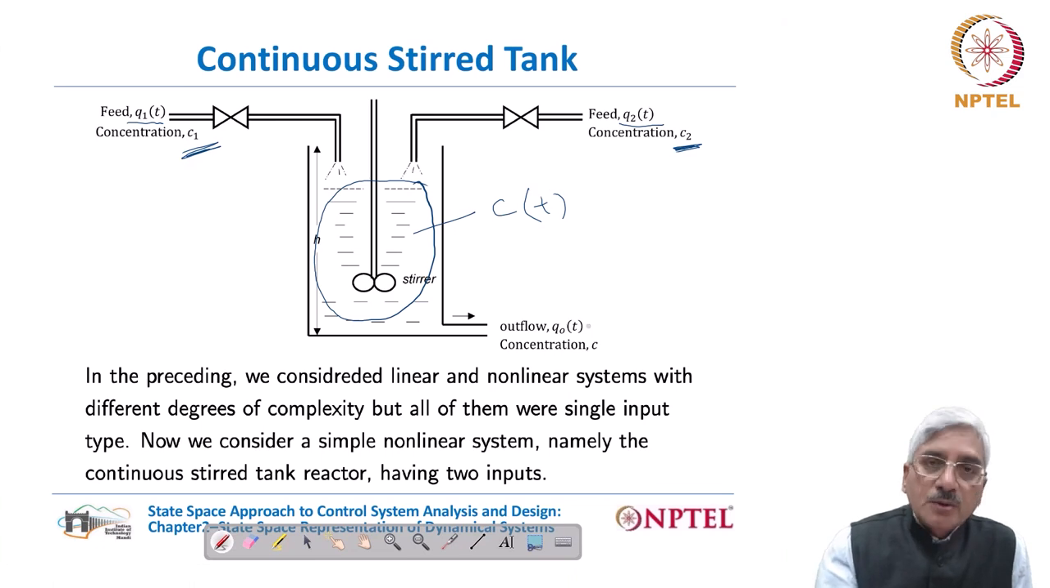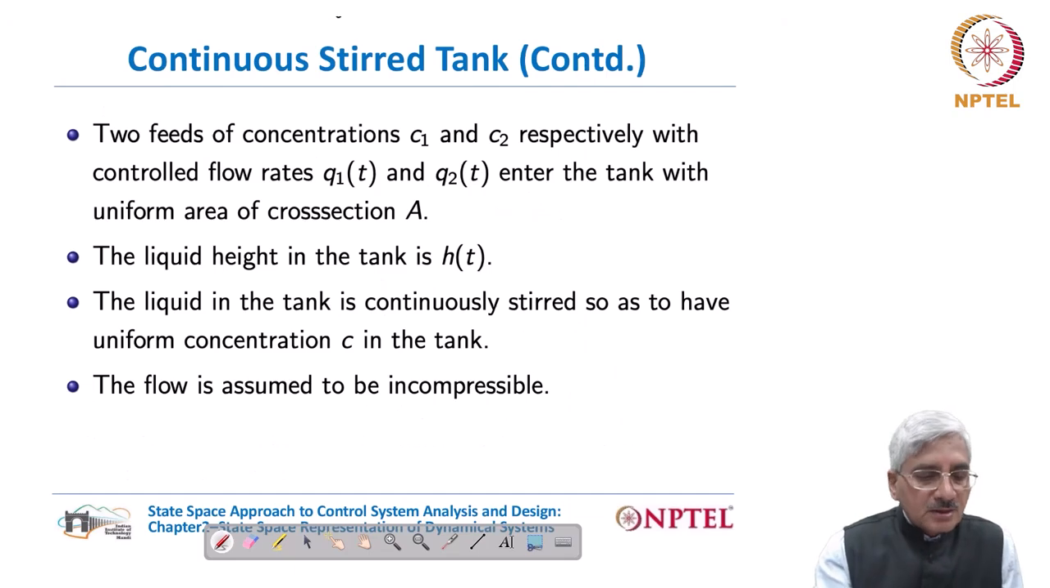And the outflow, going at the rate of Q0, will contain the same concentration C. The cross-section area of the tank is uniform, which is a capital A, and the instantaneous liquid level in the stirred tank is H. So now we have to develop the mathematical model of this system. These I have already defined.